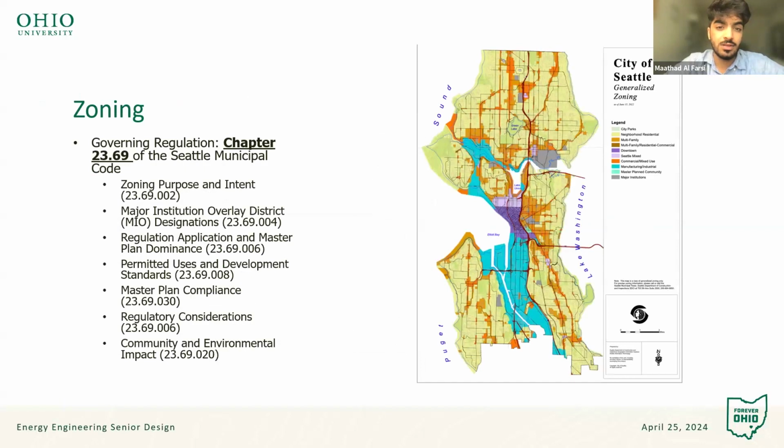And here is the zoning. As you can see, the City of Seattle is located in major institutions, which follow chapter 23.69, and here are some codes that we need to follow for zoning.